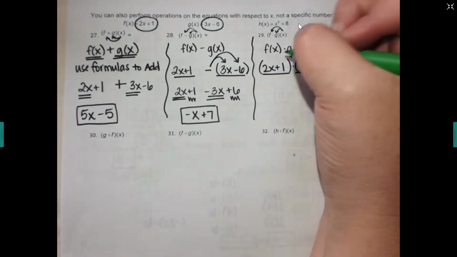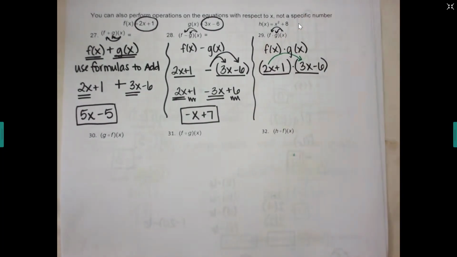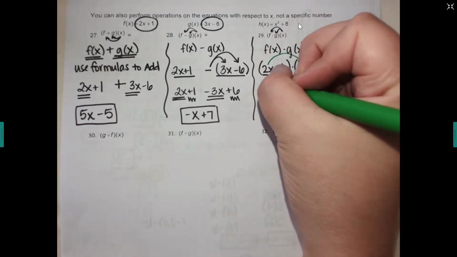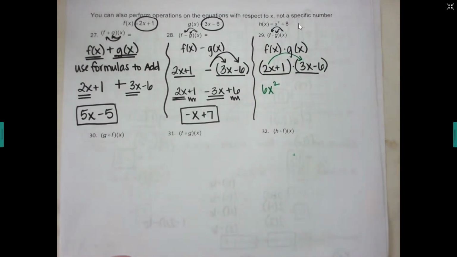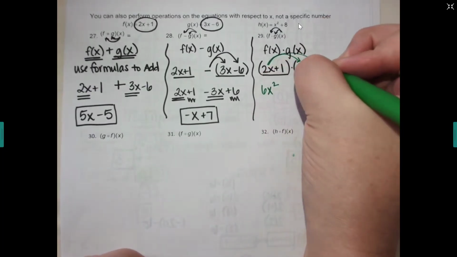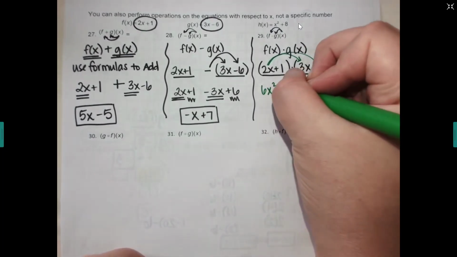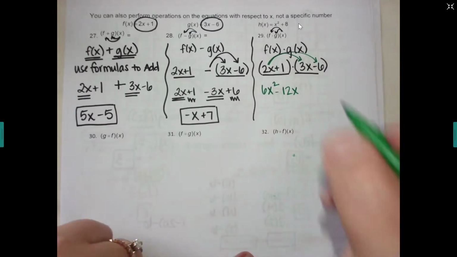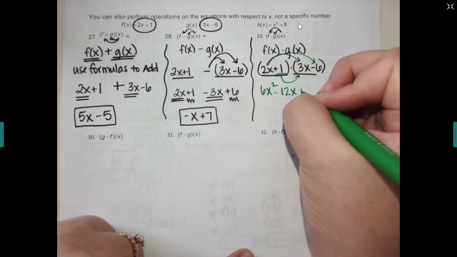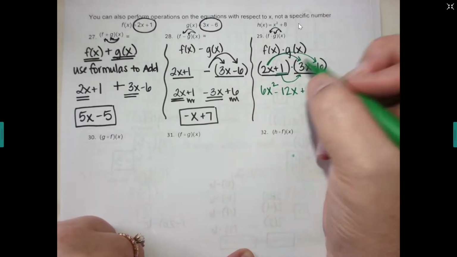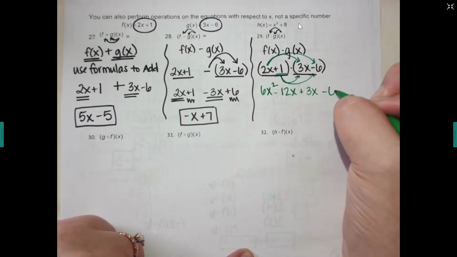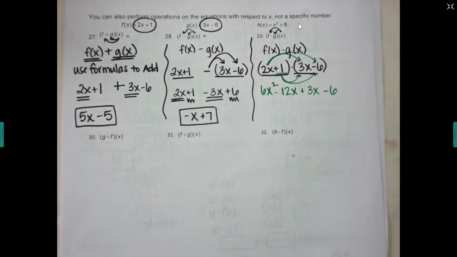So what is 2x times 3x? 6x what? Squared. Okay, then I'm going to do 2x times minus 6. What would that be? Negative 12x. Good. Okay, then I move to my plus 1. 1 times 3x is going to stay a 3x. And 1 times minus 6 is going to stay minus 6. Remember order, PEMDAS, you multiply. Now we add or subtract like terms.